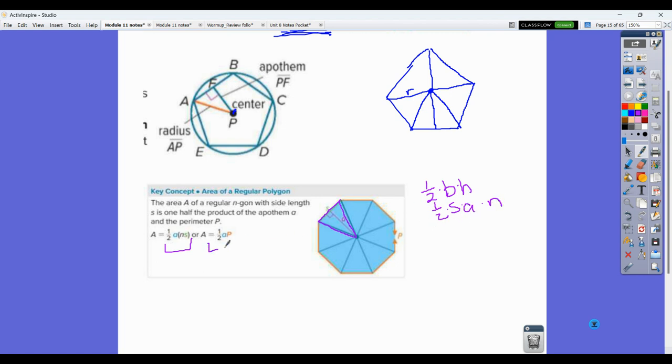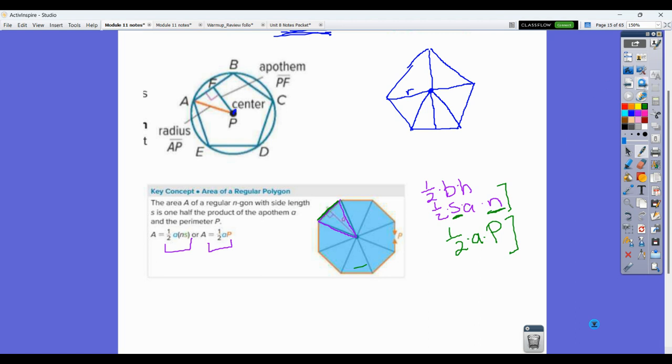How do they get it to 1/2 times a times p? Is the fact that the number of sides times the side length. So think about this here. If you know the side length of s and you have 8 sides, 8 times s is the perimeter. So I can do 1/2 times a times perimeter also and have the same formula. So I don't care which one you use for your formula quiz. Totally up to you as to which one you want to use there, but you can use either one. You do need to use your a for apothem, your p for perimeter if that's what you're talking about, or any of those values.